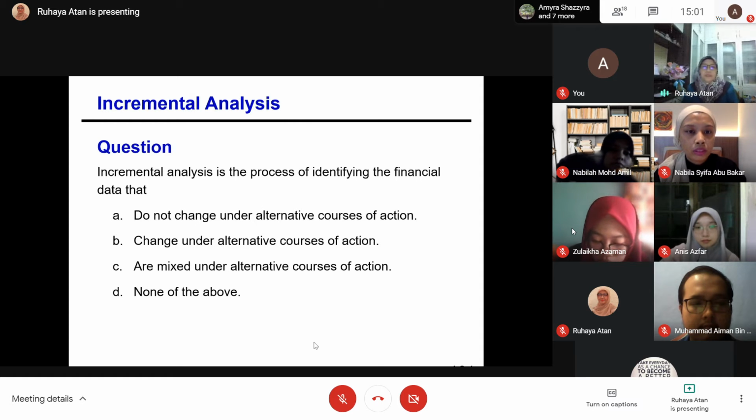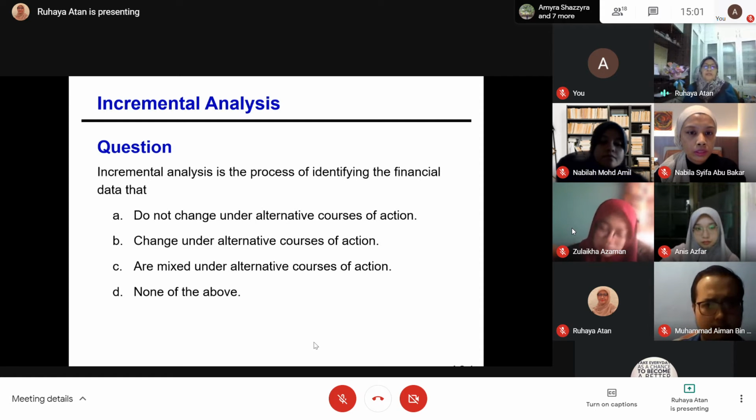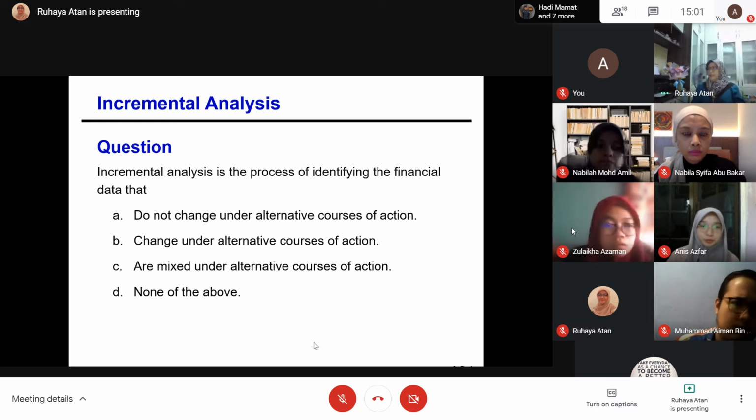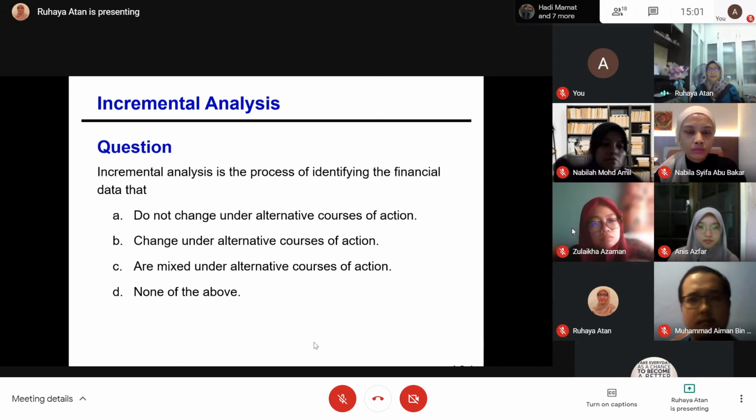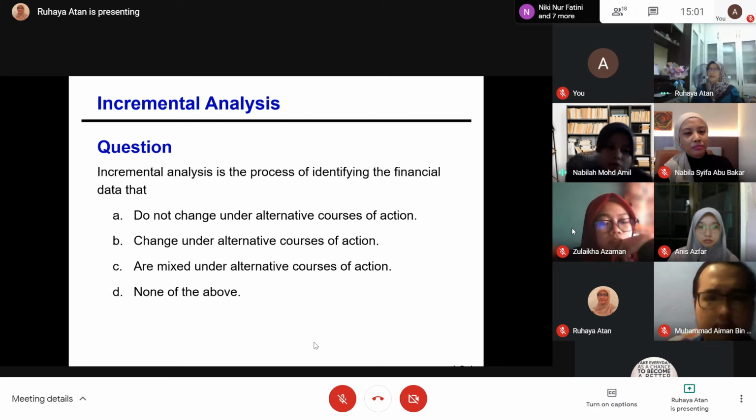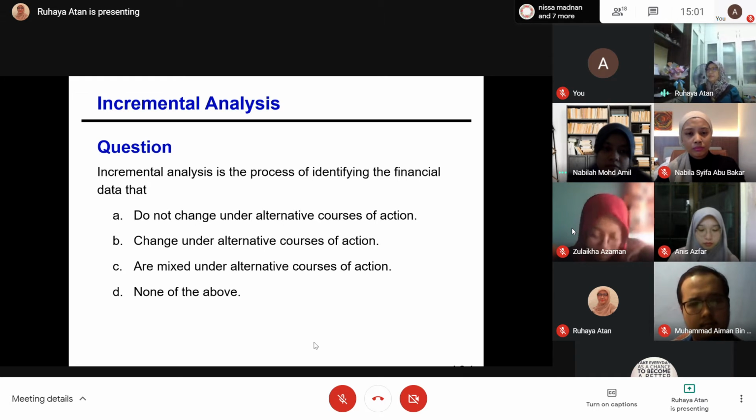So a short quiz here. Incremental analysis is the process of identifying the financial data that, what's going to be your answer? Nabila? Nabila is the first one to join the class today. What's going to be the answer, Nabila? A. Do not change under alternative courses of action. Incremental analysis is the process of identifying the financial data that do not change.